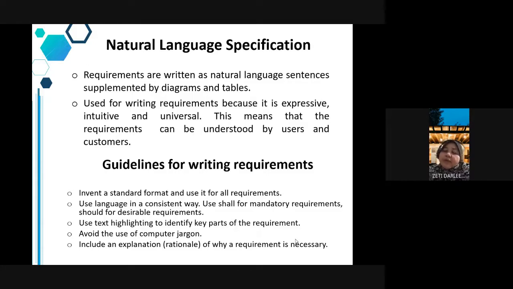Intuitive and universal. So biasalah as human kan, is a form of communication, the basic form of communication. Okay, so this means that the requirements can be understood by users and customers. So guideline for writing requirements: invent a standard format and use it for all requirements. So that's why saya bagi contoh yang dalam untuk task 1 untuk project tu, table ada dalam satu ni kan, ada banyak table pecahan dia. That is how we structured.